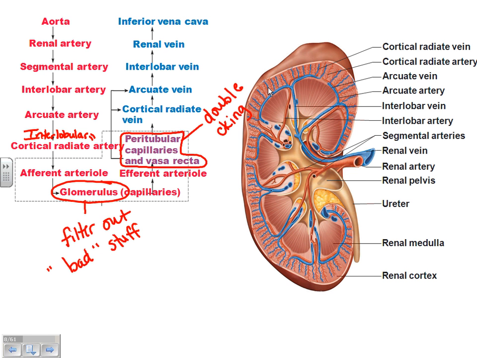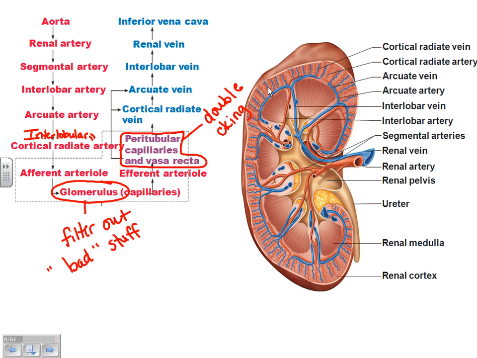Anything small enough filters out and goes into the nephron, right? And then we're going to pick through it and double check in a little while, make sure we only took the bad stuff out, right? After the glomerulus, the blood keeps going into the efferent arteriole. Everybody understands we're not talking about the flow of urine or filtrate or anything like that, right? We're just talking about how the blood gets into the kidney and how the blood gets back out, okay?